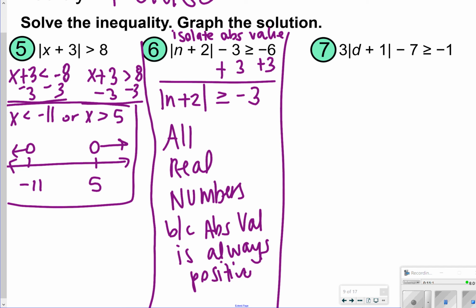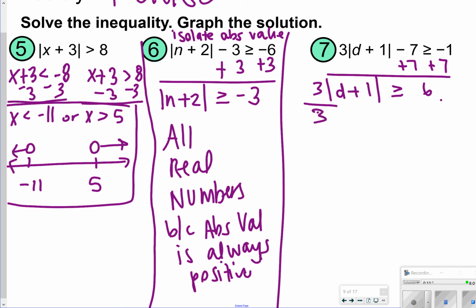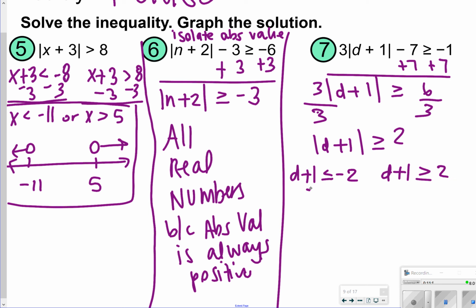Okay. For number 7, again, isolate absolute value. So I'm going to add 7 to both sides first. So I have 3 absolute value d plus 1 is greater than or equal to positive 6, kind of a bigger number. And then once you get there, I can divide both sides by 3. So I'll have absolute value d plus 1 is greater than or equal to 2. Now I'm ready to rewrite my problem. So d plus 1 is less than or equal to negative 2. d plus 1 is greater than or equal to 2. Go ahead and start solving.